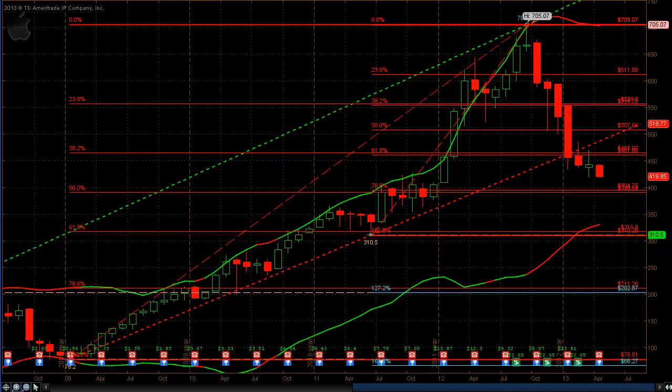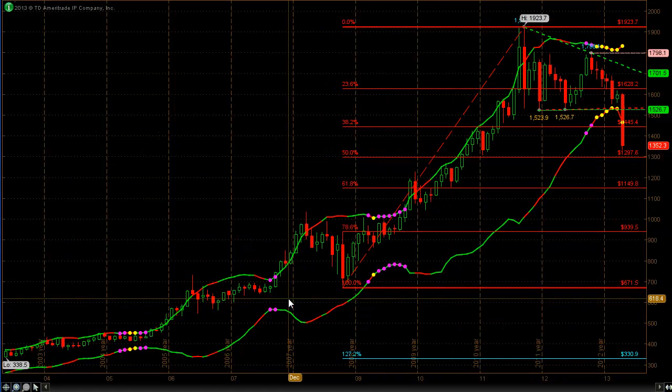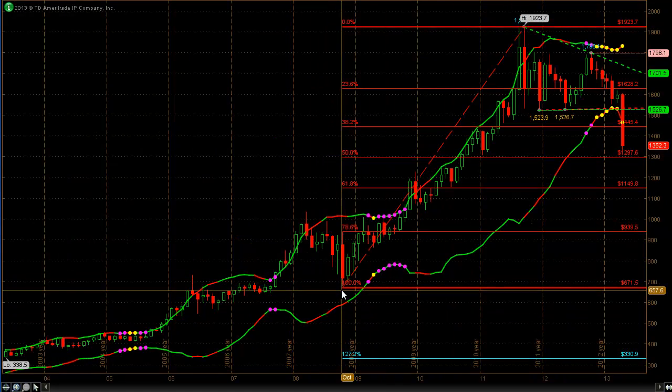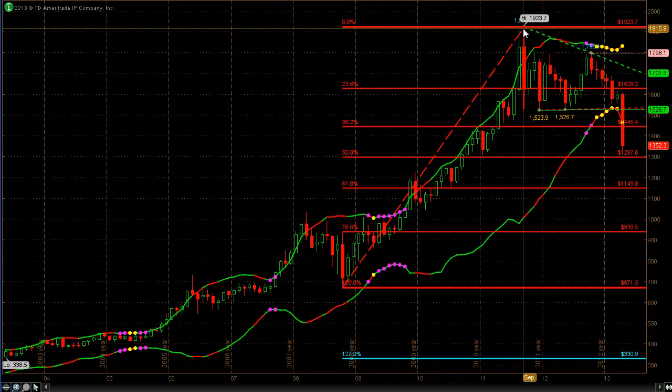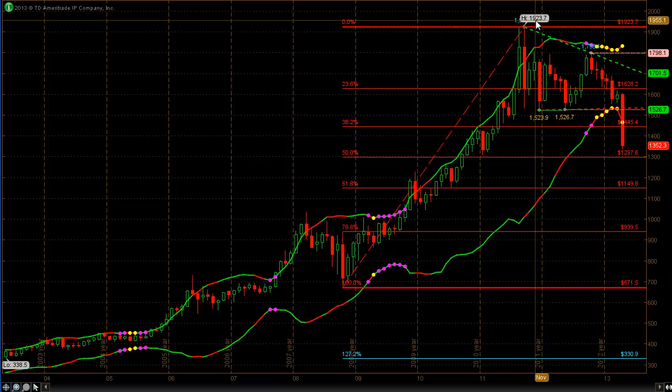So that's Apple. Now let's go to gold. We had a gold stampede today, and gold really moved hard to the downside. Here's gold on a monthly or macro time frame. Here's your extension low pivot point back in October 2008 up to the high it made back in September 2012.